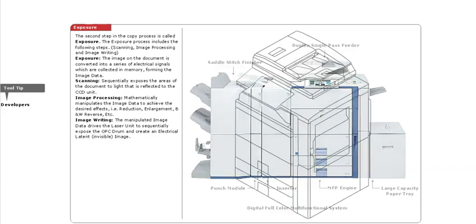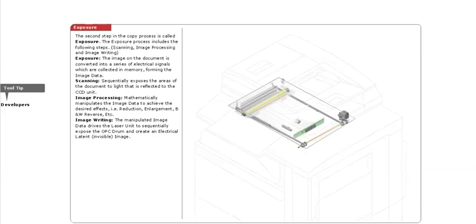The second step in the copy process is called exposure. The exposure process includes the following steps: scanning, image processing, and image writing. Exposure: the image on the document is converted into a series of electrical signals which are collected in memory, forming the image data. Scanning sequentially exposes the areas of the document to light that is reflected to the CCD unit.